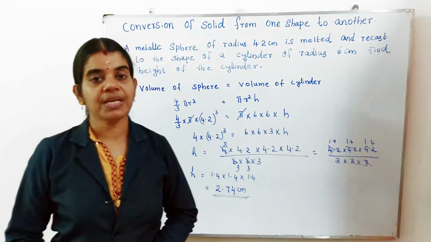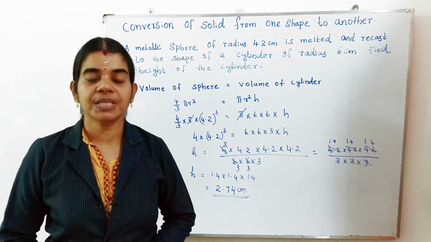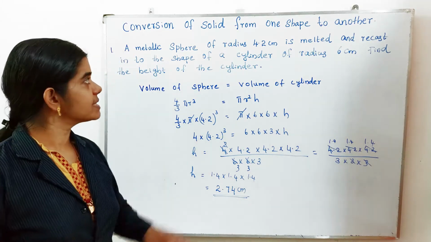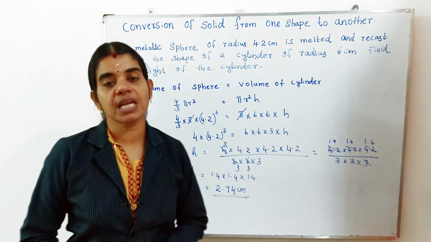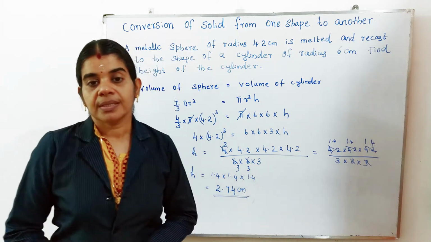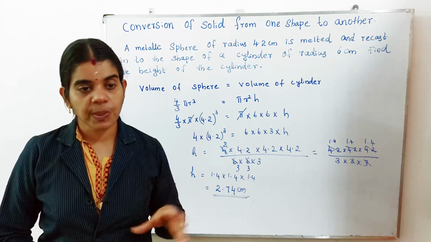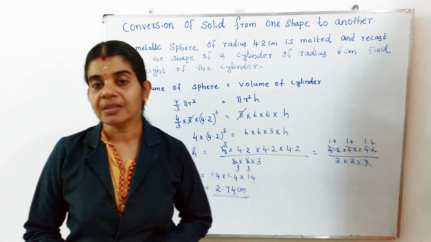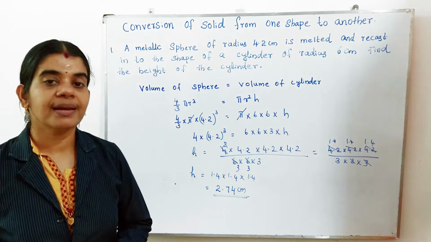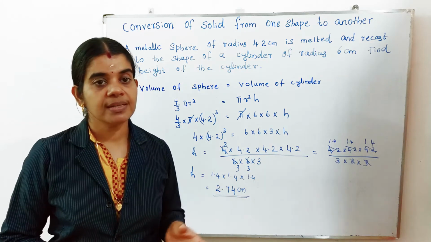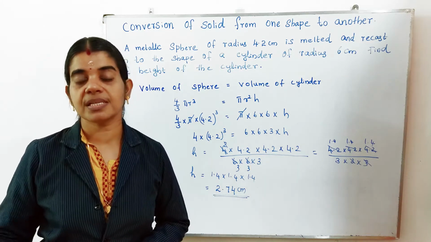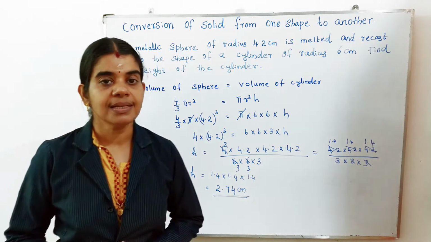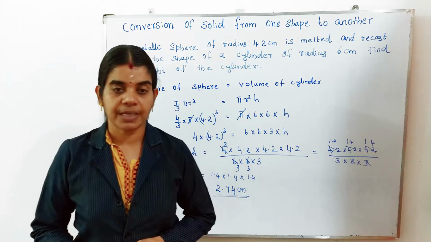Maths class. In the previous class we discussed the volume of a combination of solids. Today we are going to discuss the conversion of a solid from one shape to another shape. Suppose one sphere is there and we are changing that to a cylinder, then we want to find the height of the cylinder. Otherwise, one hemisphere is there and we are changing that into a cone, then we want to find the slant height of the cone.